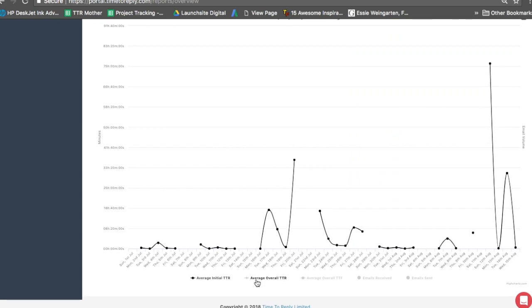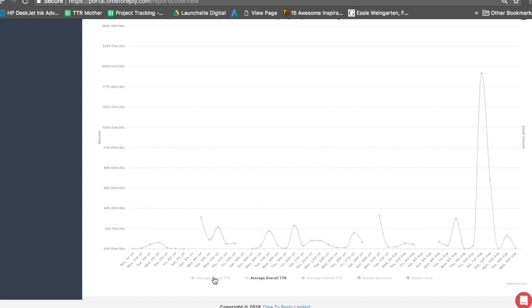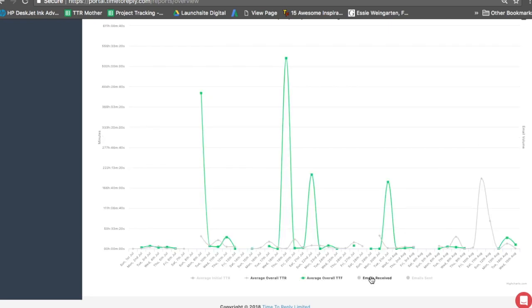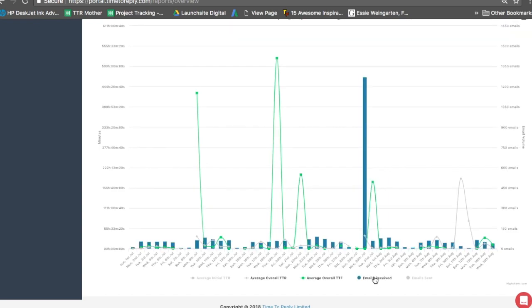If I toggle on the average overall TTR and remove the average initial, you can see that that is my overall behavior, so a lot more consistent. Then I can put in the forwards. I can look at how many emails have been received. So a huge outlier there.